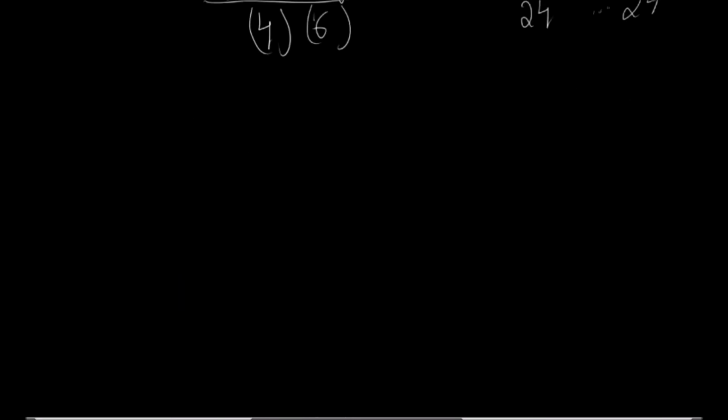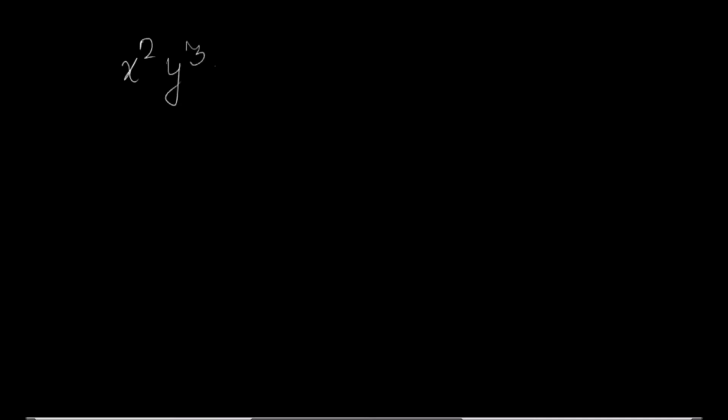Let's try to do another problem using implicit differentiation. The function we're going to use is x squared y cubed equals xy plus 1. We're going to find it at the point (2, 1), using implicit differentiation and the product rule.